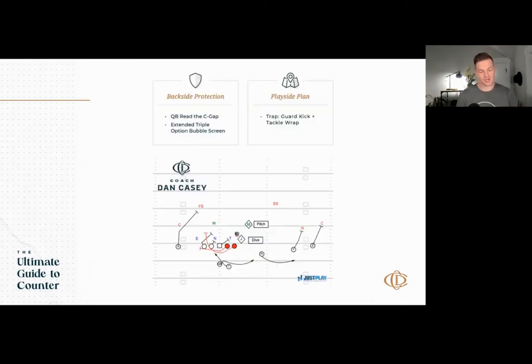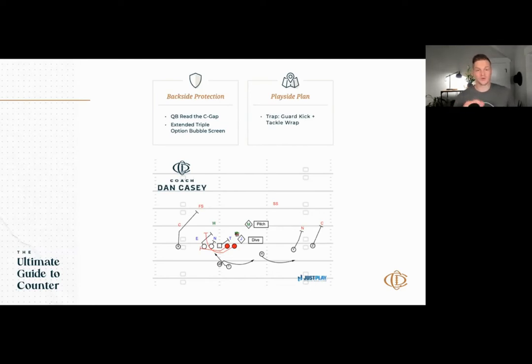The backside protection, once again, is an extended triple option. So the quarterback's reading the C gap, extended triple option to the bubble screen. And what we've got here is the dive player, quote unquote dive player, since we're playing option football, is that jack linebacker or that edge defender, that defensive end. So if he's going to sit and play, then we're going to go ahead and hand the football off. Now, obviously, if they decide that they're going to rotate a safety down into the box, that could provide some issues for us.